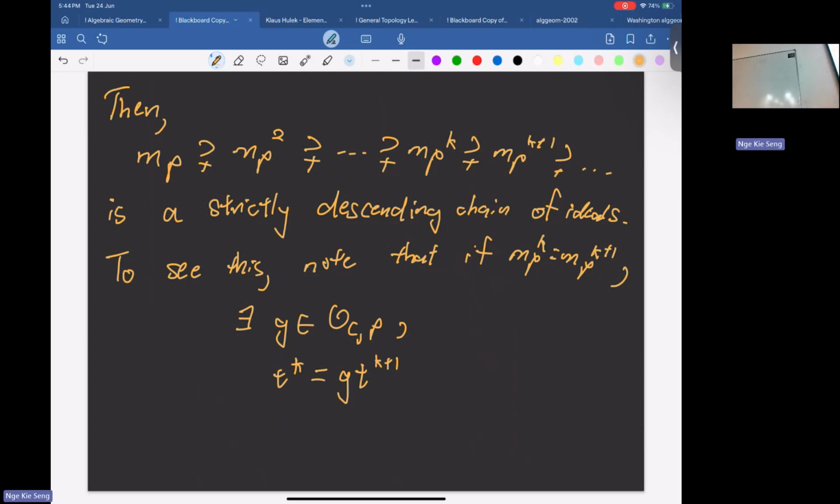Okay, the two sets are equal, and then we know that T generates MP here. Okay, we know that everything in MP can be written as something times T. Okay, so then this is also true for all the powers. Because to get the ideal, you just take T multiplied with something from your ring. Okay, so because these are the two set equality, right? Maybe they will differ by some element. Okay, happy? Okay, so if you rearrange this, what you get is T^K times (1 minus GT).